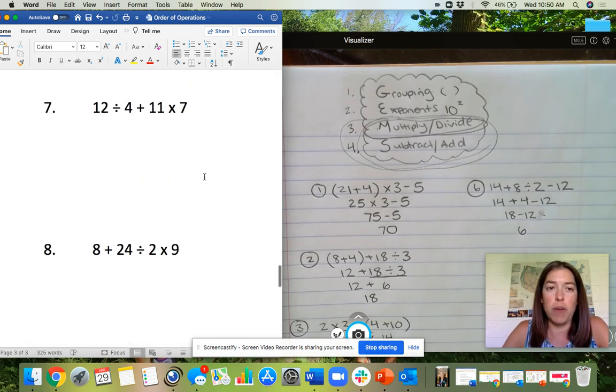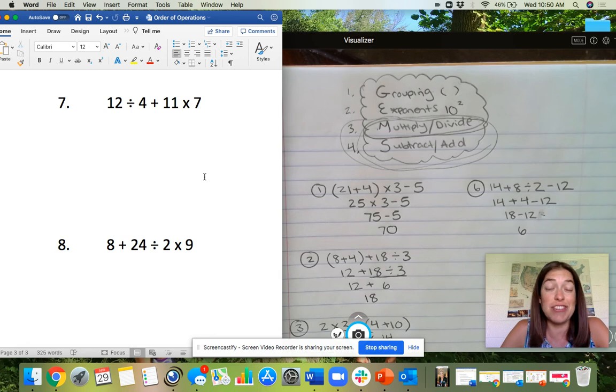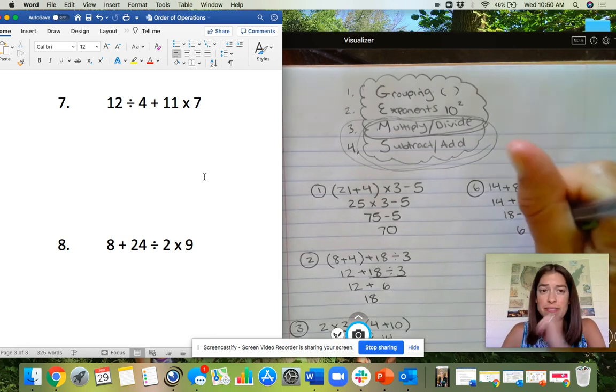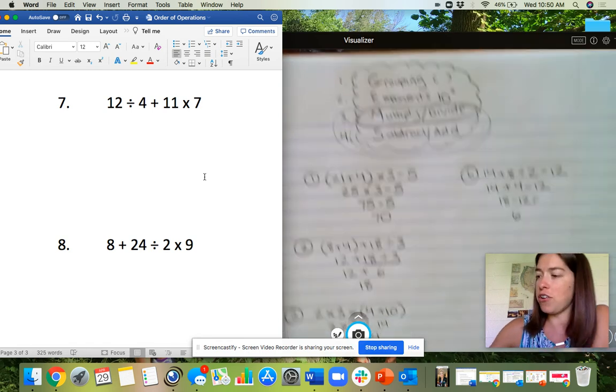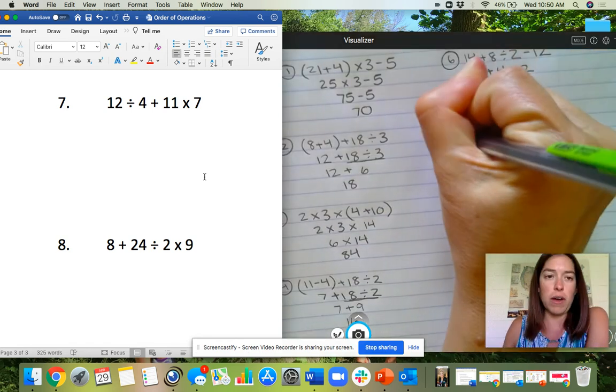Moving on to question 7. Again, these are the same questions you're going to have in your independent practice. How fantastic to practice them now. Get every one of these correct, and then you'll have some more to try on your own. Go ahead and copy down question number 7.